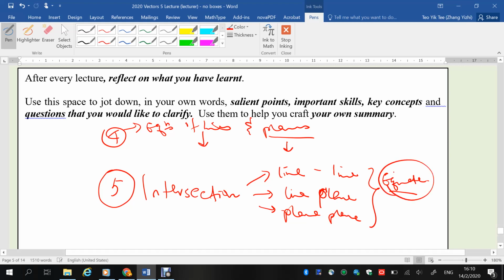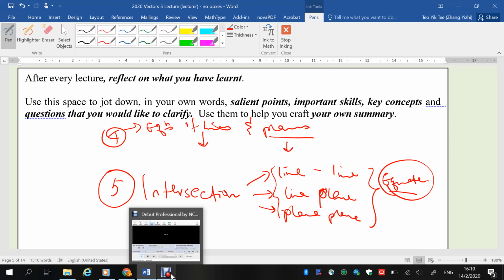Then please learn from different examples how you actually equate to find the intersection of these different scenarios. Okay, and that is all for your chapter 5.